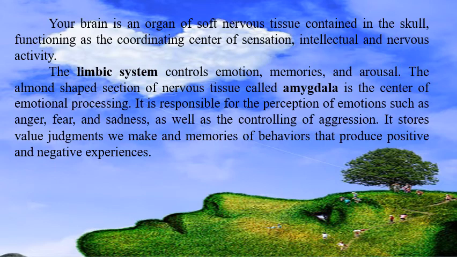The almond-shaped section of nervous tissue called the amygdala is the center of emotional processing and sensing. It is responsible for the perception of emotions such as anger, fear, and sadness, as well as the controlling of aggression. It stores value judgments we make and memories of behaviors that produce positive and negative experiences.